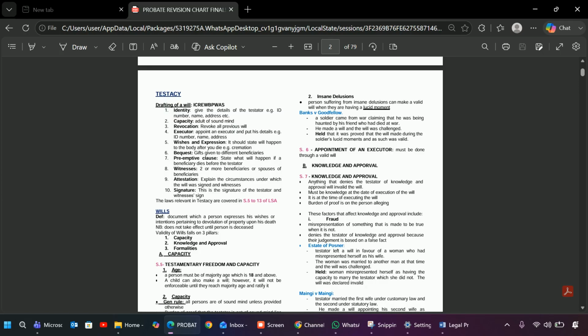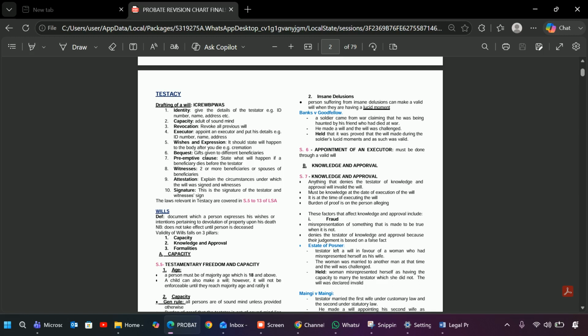So that was just an introduction to what forms part of a will, because you can be told to draft a will. So remember to capture the identity, capacity, revocation, who is the executor, wishes, bequest, preemptive clauses, witnesses, attestation, and signatures.